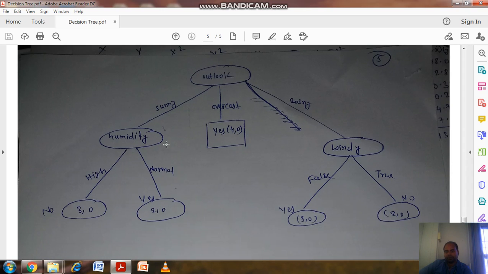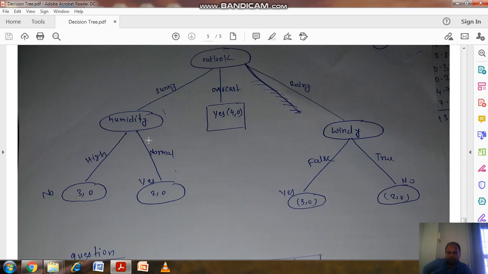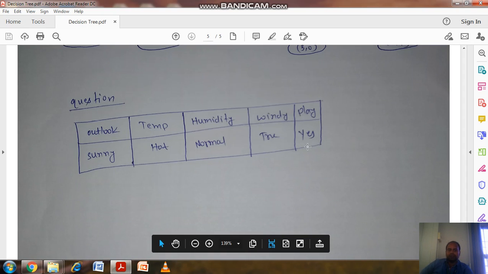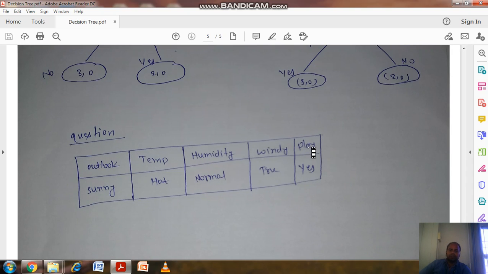Then it is talking about humidity. So humidity is normal. You come to normal. So yes, the game will be played. The answer will be yes. So this is how the decision tree works.